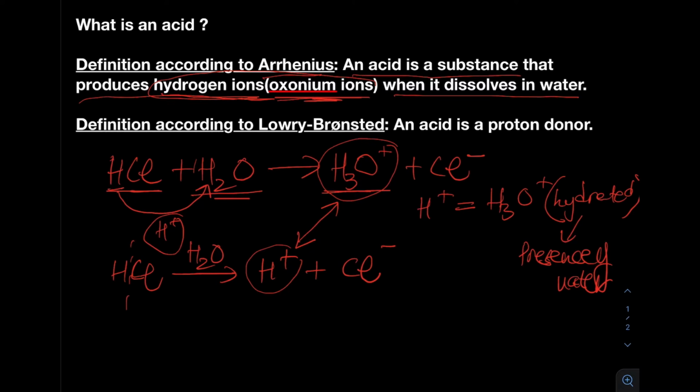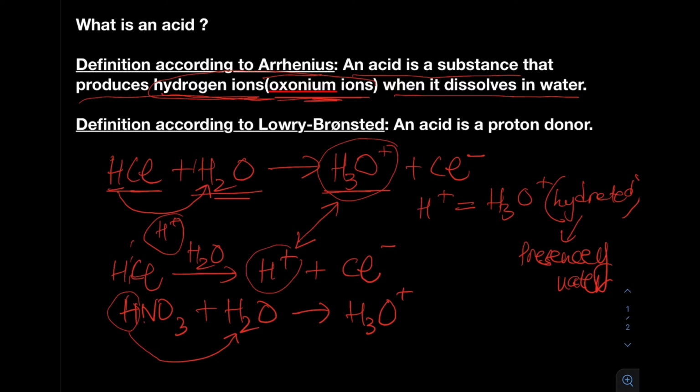Now let's look at another example. Let's take nitric acid, and we dissolve it in water. When we dissolve this nitric acid in water, what's going to happen? It's going to form the hydronium ion. Basically, this hydrogen ion will go to the water, and there will be 3 hydrogens with an oxygen and the plus. So what's going to remain there? It's going to be a nitrate ion.